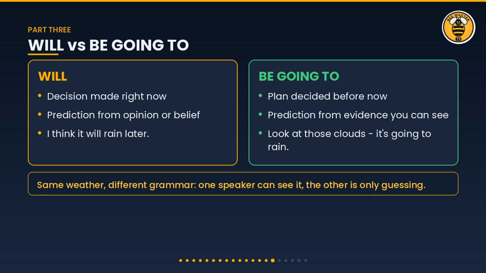Look at those clouds. It's going to rain. I think it will rain later. The first speaker can see the clouds, so the evidence chooses going to. The second speaker is only guessing, so opinion chooses will. Same weather, different grammar.